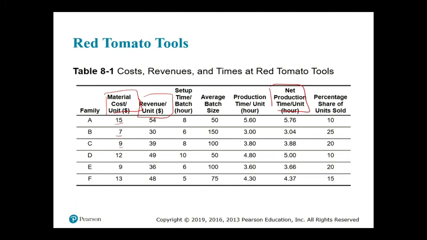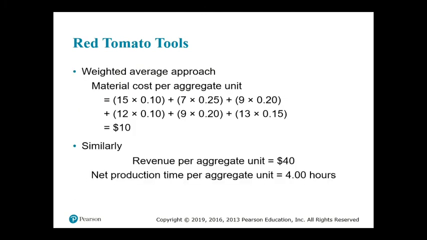So we can sort of average them over, right? But it's more like a weighted average because different families have different percentages of sales. Right, so we're combining this column with this column. Now, for aggregate cost, we're taking the weighted average of the material cost per product unit for 6 families of product. And it turns out the total material cost for the aggregate unit is $10.